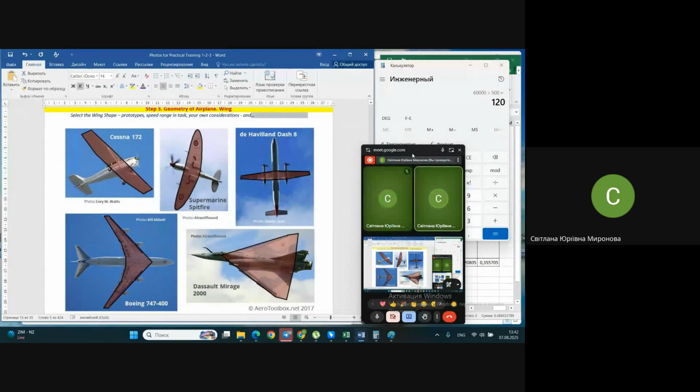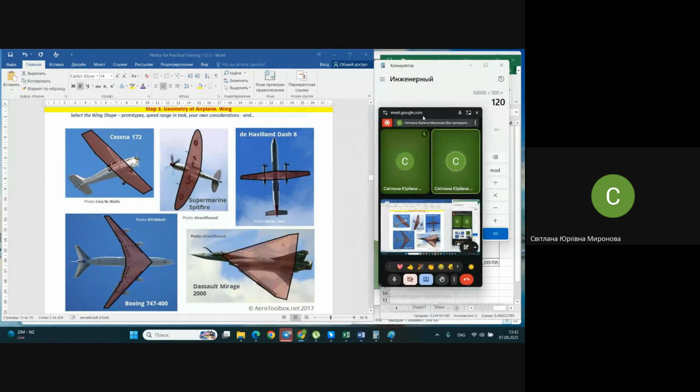And that is the class number, practical class number 5. Yes, number 5, and we can continue to design your very airplane. And your life is about to become harder and harder right now. You see, in front of you, step 3, geometry of airplane.